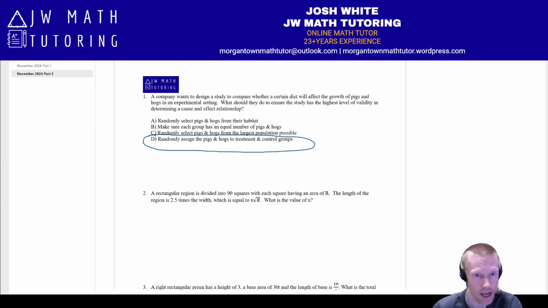Let's see here. Letter A, which is just randomly selecting the pigs and hogs or whatever the animals are, is what you do if you want to generalize the study to the largest population possible. Okay, so random selection is what allows you to generalize a study to a larger group, which obviously is not the correct answer for this problem, but I'm just telling you that in general. Whereas random assignment is what allows you to determine a cause and effect relationship, or essentially ensure that the study is valid in terms of determining the cause and effect of a treatment.